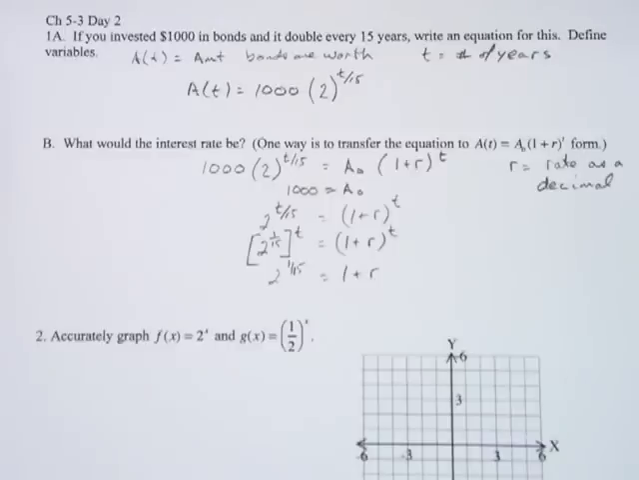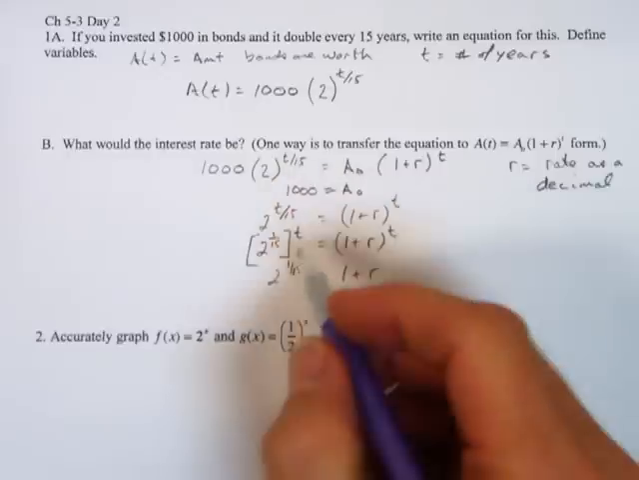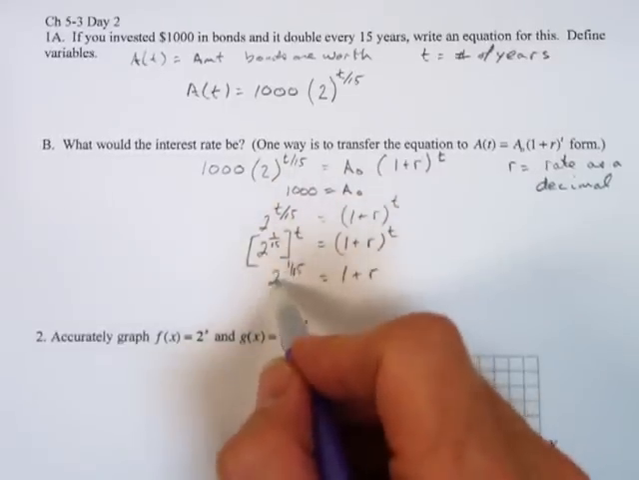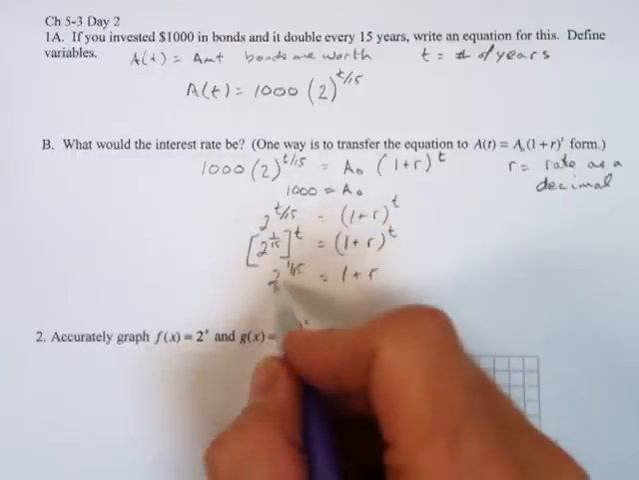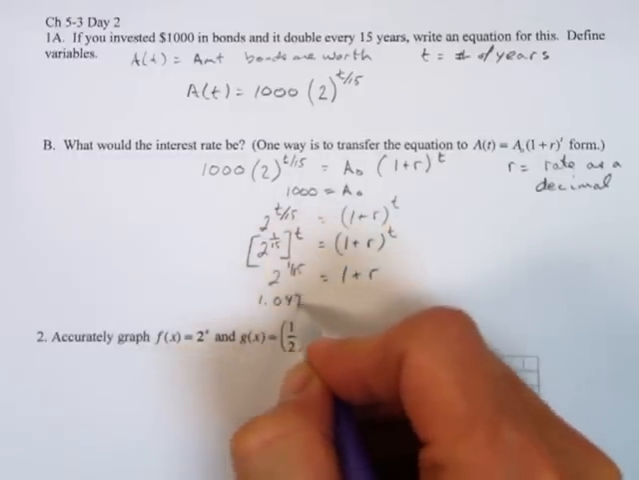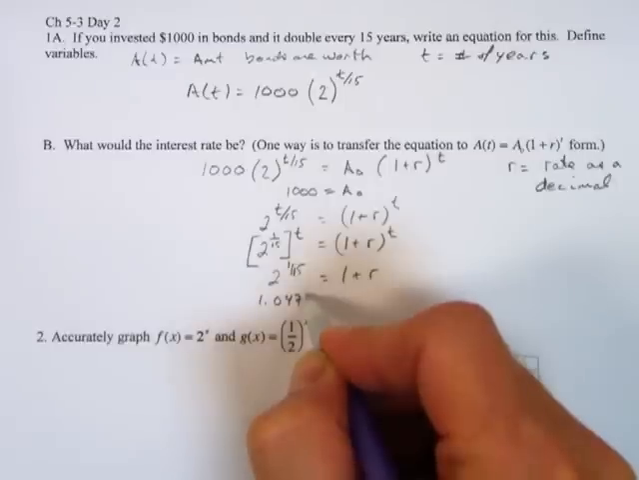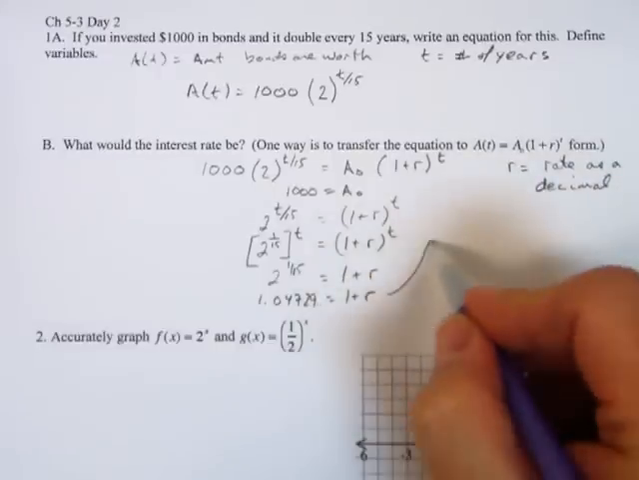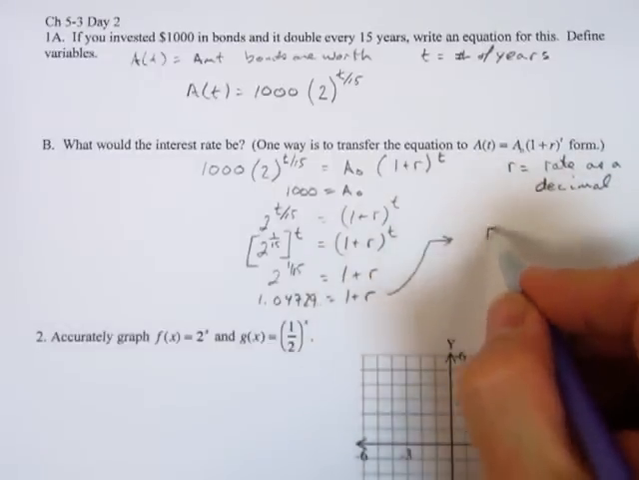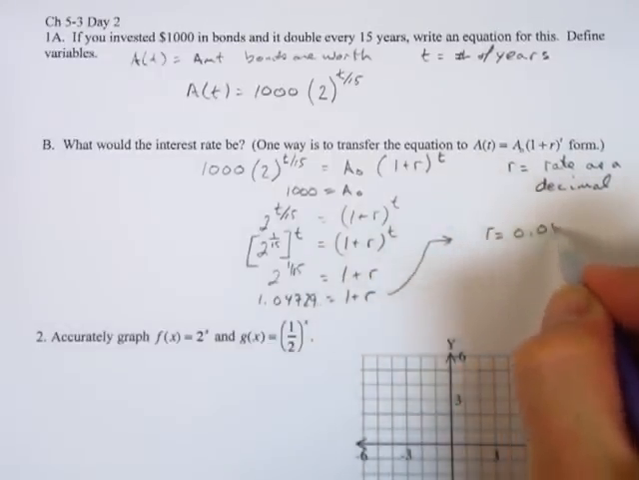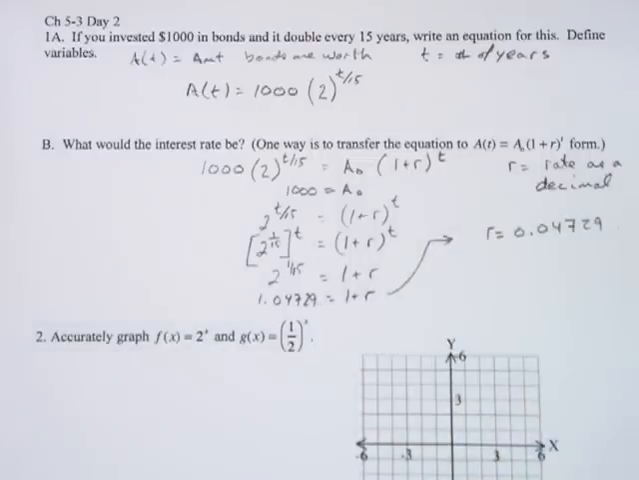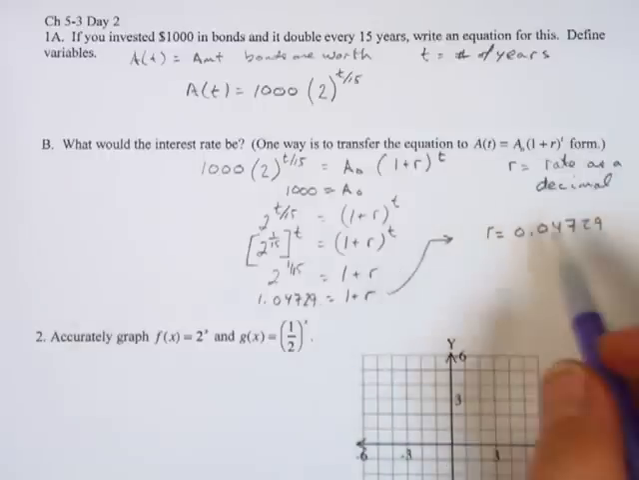So what we need to do right now is just do this calculation. If you take out your calculator, do it just to make sure that you are doing it correctly. It's 2, exponent, parenthesis, 1 over 15. You get 1.04729 and so on, which equals 1 plus r. So in other words, r equals 0.04729, etc.